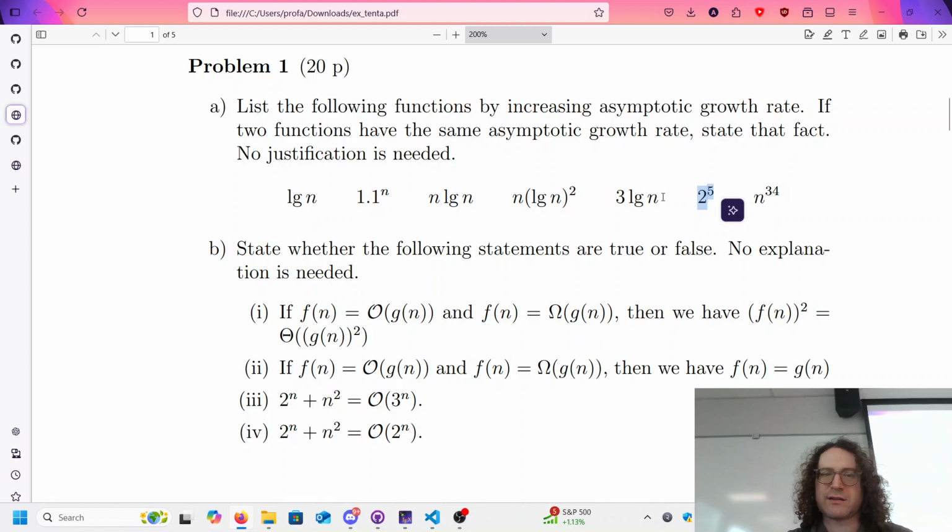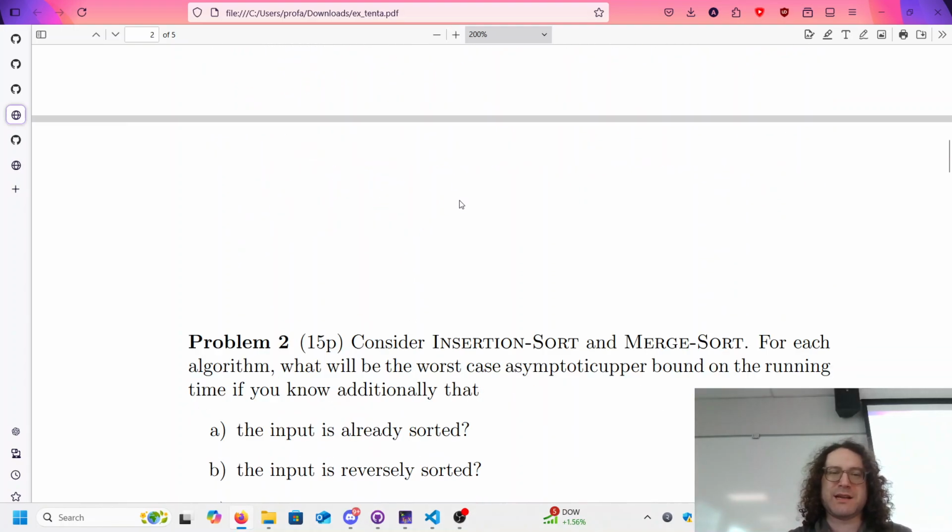constant, then let's look at the logs. Log n, 3 log n, then n log n, then n log n squared, then n to the 34th power, right, because that's n to the 34th. And then even though it's 1.1 to the nth power, that's actually pretty terrible. Once you've got the n in the exponent, that's bad. Just not as bad as it could be.